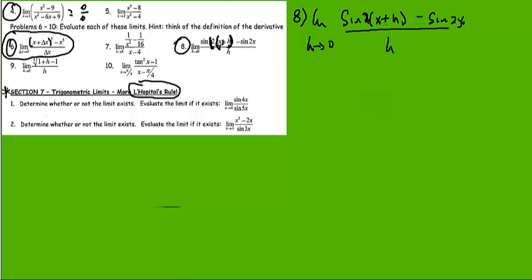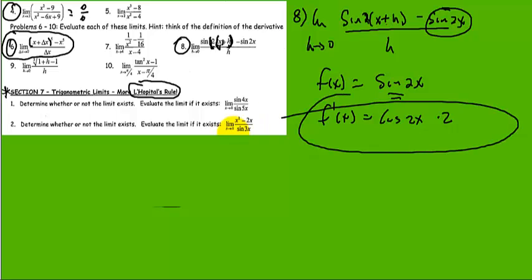Again, this is the definition of a derivative. Where is my f of x located? It's located right there, so that's sine of 2x. And they want me to find f prime of x. Of course we can do it the long way, or we can actually take the derivative, which is cosine of 2x times 2, and then you're done. Like I said, I want to do number 10 also.